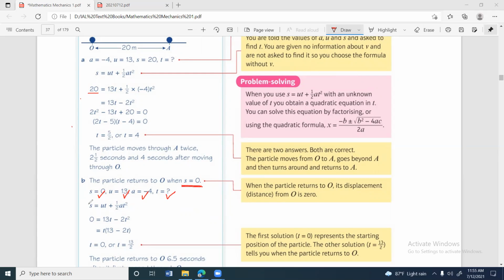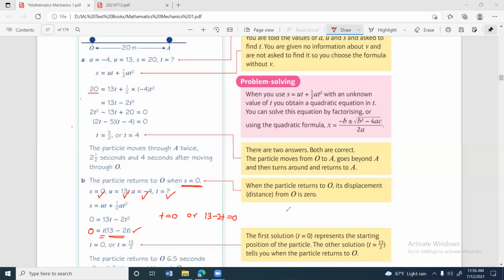Again, you can apply the formula s equals to ut plus half at squared. Then s is 0, so 13t minus 2t squared. Now, out of these two, you can take t out and write t times 13 minus 2t. This is equal to 0. If a factorized form is equal to 0, we know that either t should be 0 or 13 minus 2t should be equal to 0.